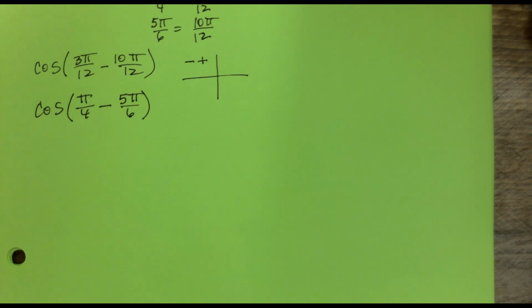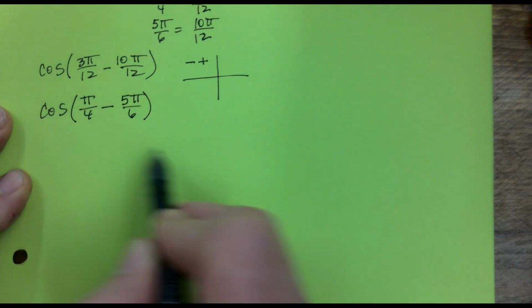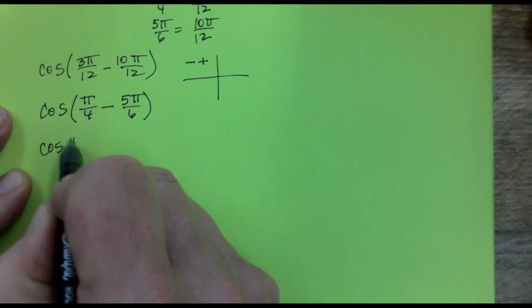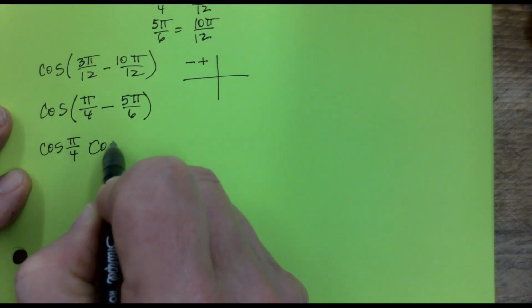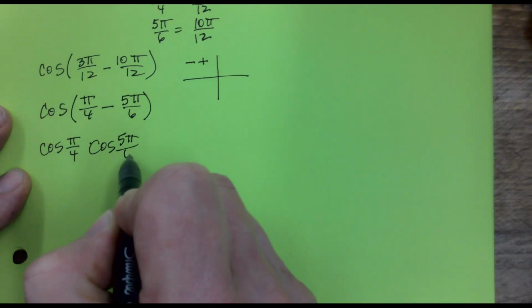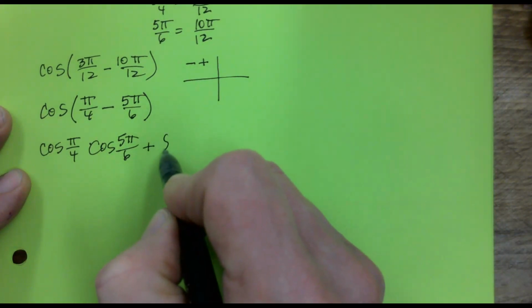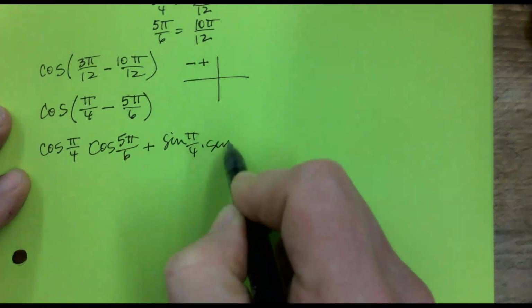And so then I'll go back to that first page where we wrote the identities down, and I'll write this down in its expanded form. So that means I'm going to be evaluating the cosine of pi over 4 (alpha) times the cosine of 5 pi over 6 (beta), plus, because crazy cosine, the sine of pi over 4 times the sine of 5 pi over 6.